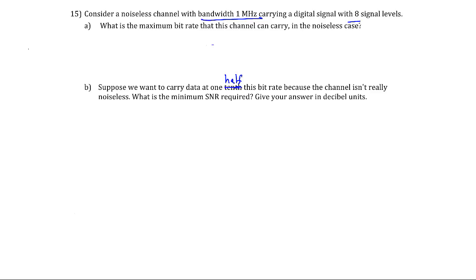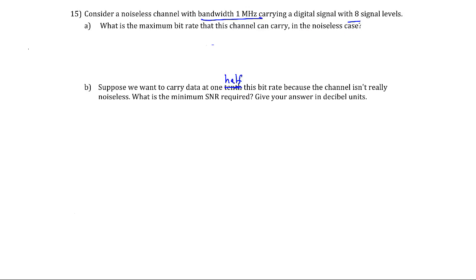Okay, here's another example of some channel capacity problem. And in this one, we start with a noiseless channel with a bandwidth of 1 megahertz, and it carries a digital signal with 8 signal levels. And in part A, it wants to know what's the maximum bit rate of this channel in the noiseless case.